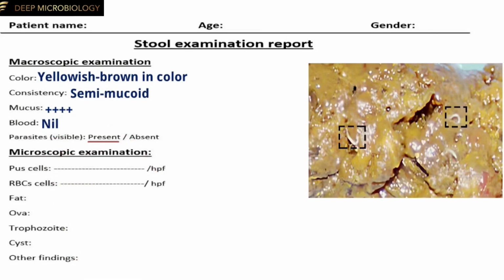After completing the macroscopic examination, we proceed to the microscopic analysis by preparing a wet mount of the stool specimen, which allows us to observe cells, parasites, and other microscopic components.